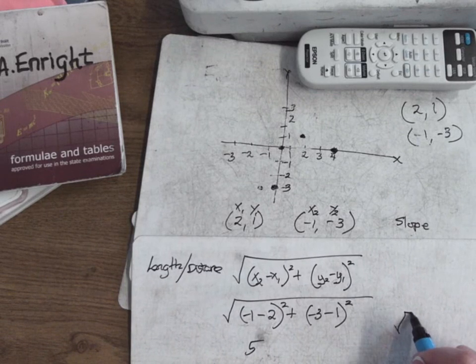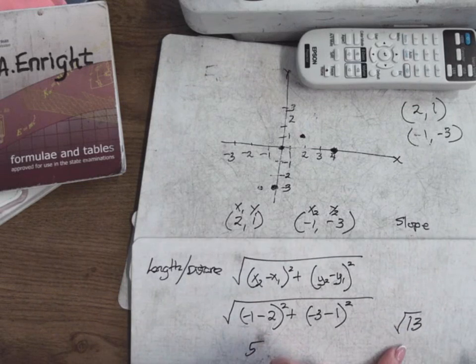Sometimes the answer might turn out to be the square root of 13 or something like that. Leave it like that, don't turn it into a decimal.